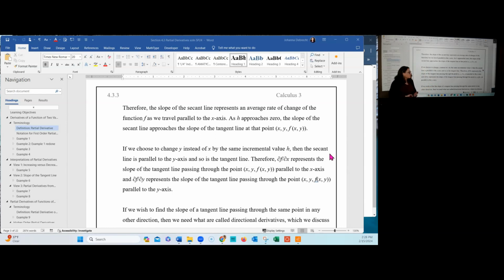So the partial of the function with respect to x represents the slope of the tangent line passing through that particular point, but parallel to the x-axis. And the partial with respect to y represents the slope of the tangent line passing through the point, but parallel to the y-axis. And we'll see an example of this in just a moment in CalcPlot 3D.